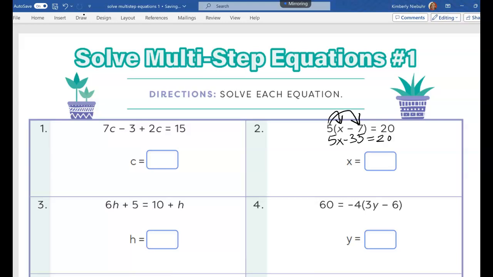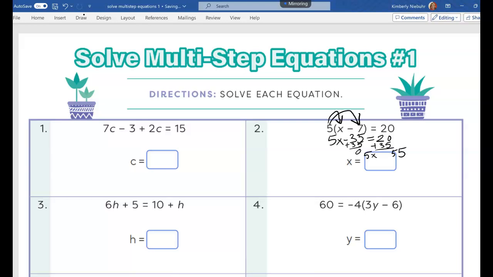We want to get x all by itself, so we're going to do the inverse of minus 35. We're going to add 35. That's going to give us 0. What we do to one side of the equal sign, we do to the other. 20 plus 35 gives us 55. See, 2, 3, 4, 5, 55. And we're bringing down the 5 times x.